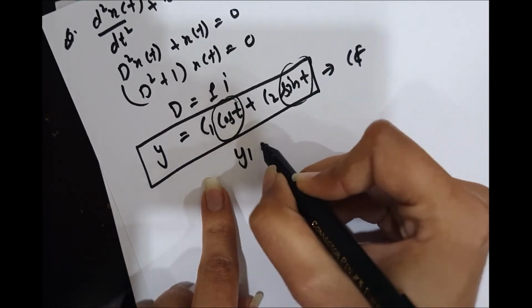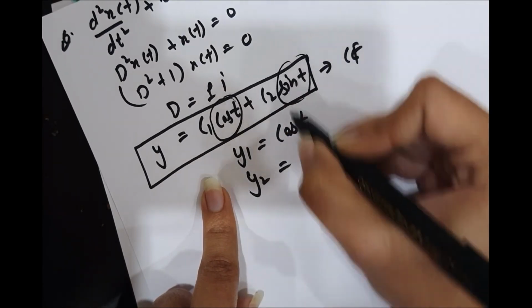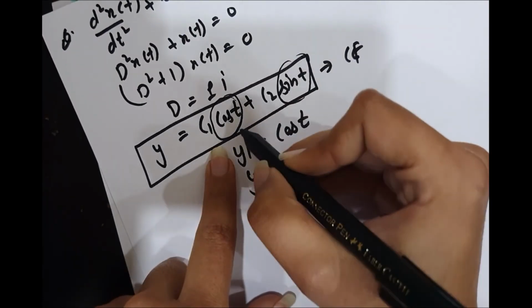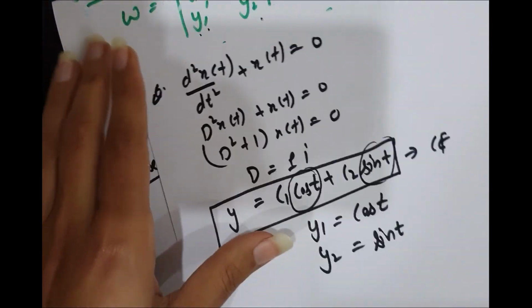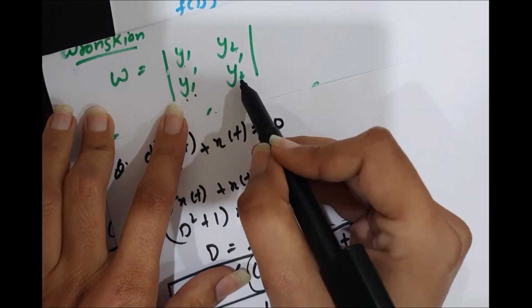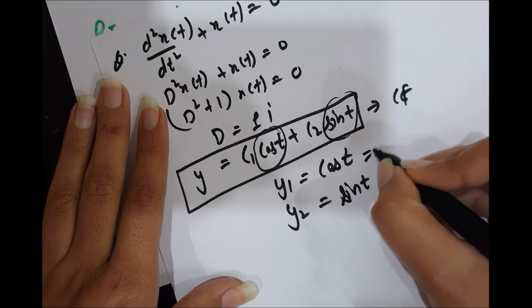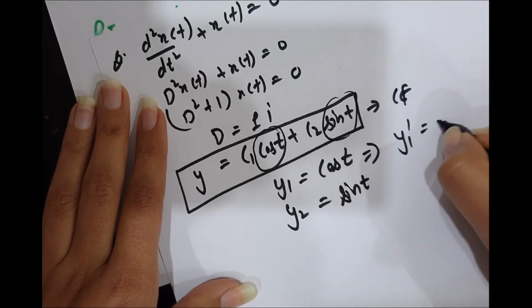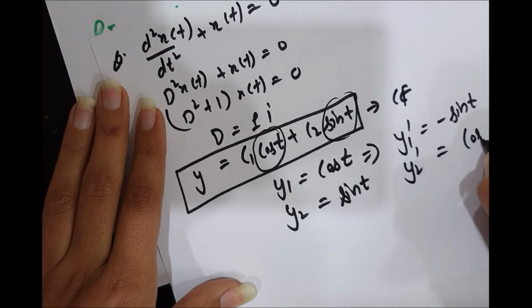What is y1? This cos t is y1. This sin t is y2. So to find the Wronskian we have to take y1, y2, y1 dash, y2 dash, meaning differentiation of y1 and differentiation of y2. So y1 dash would be minus sin t and y2 dash would be cos t.